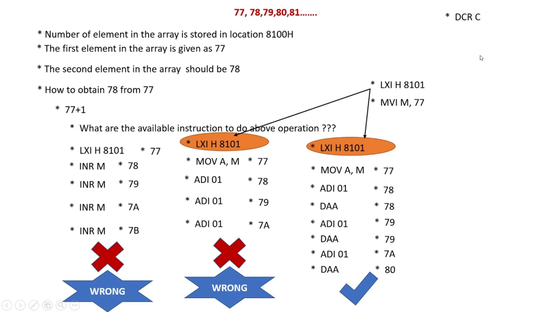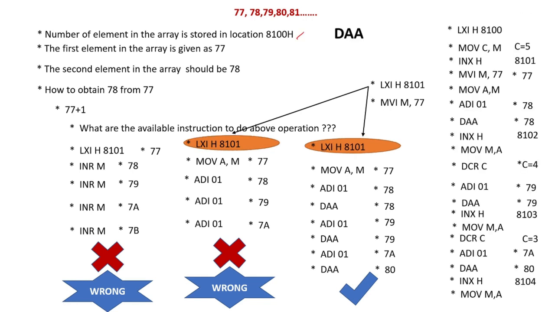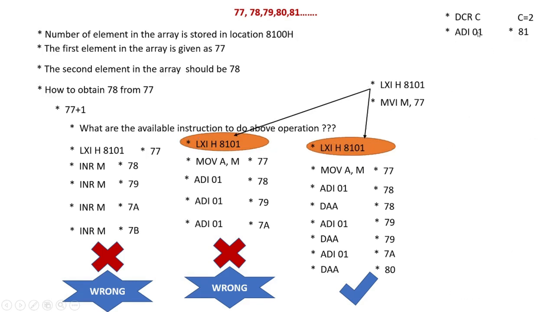Next, again we need to decrement the count. The C content becomes 2, which is not 0. We need to repeat till the C content becomes 0. As the C content is not 0, we need to add 01 again with the content of the accumulator. The previous content of the accumulator is 80. If we add 01 with 80, we obtain 81.